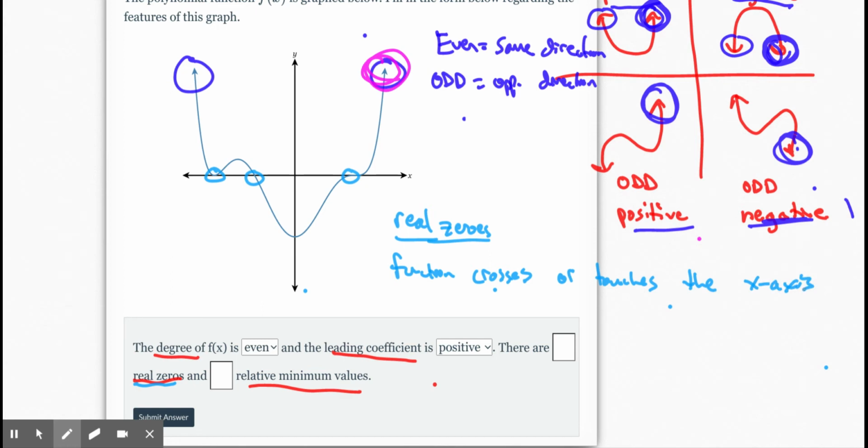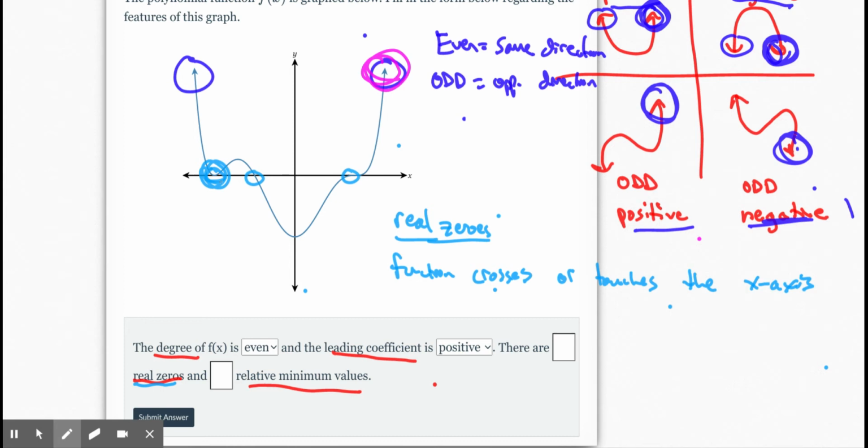Remember, if it touches, that means it has what we'd call an even multiplicity, 2 or 4. And if it crosses, it's an odd multiplicity, meaning generally 1 or 3. So again, this is also called a repeated root, where it touches but doesn't cross. So just some previous terms.